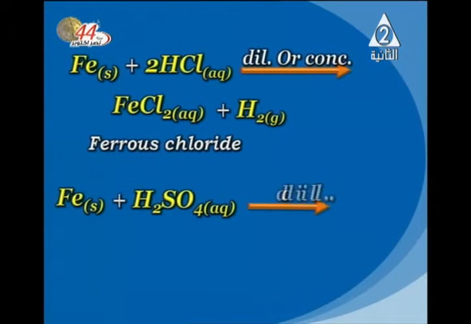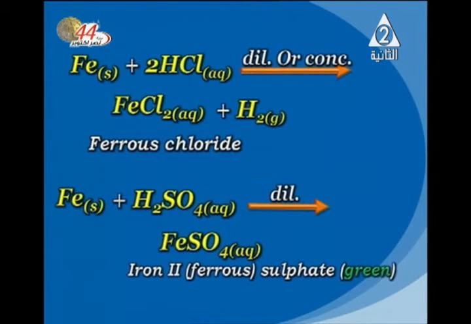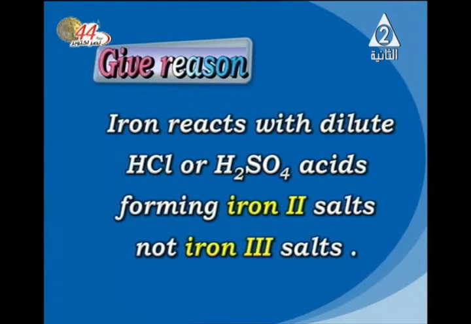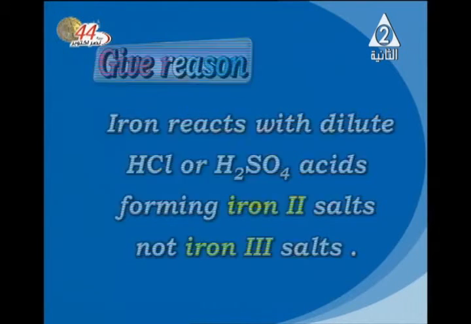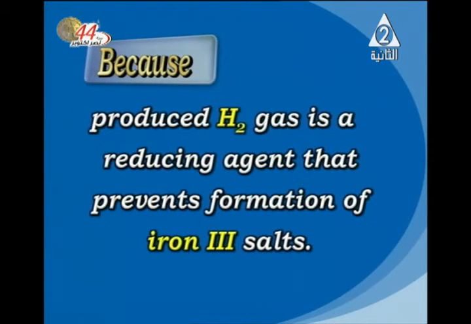And also, my dear students, iron reacts with dilute sulfuric acid, giving iron 2 sulfate, or ferrous sulfate, that has green color, releasing hydrogen gas. Now, my dear students, we have a give reason in this point. Iron reacts with dilute hydrochloric acid or sulfuric acid, forming iron 2 salt, not iron 3 salt. The reason for that is because the produced hydrogen gas is a reducing agent that prevents the formation of iron 3 salts.